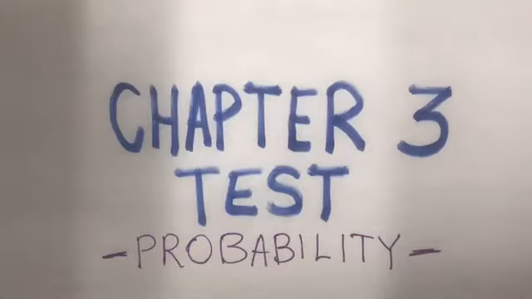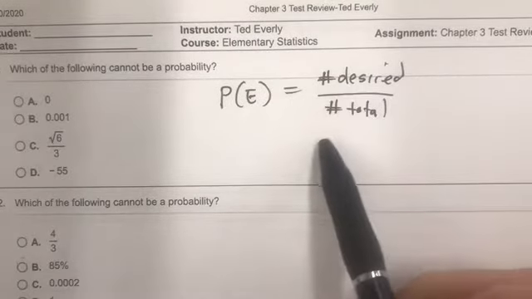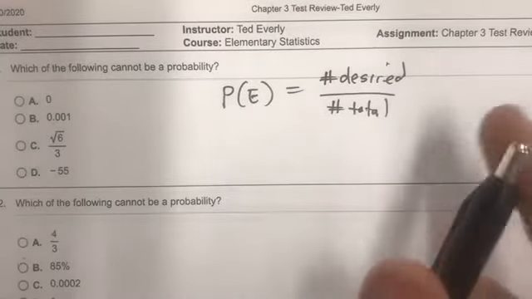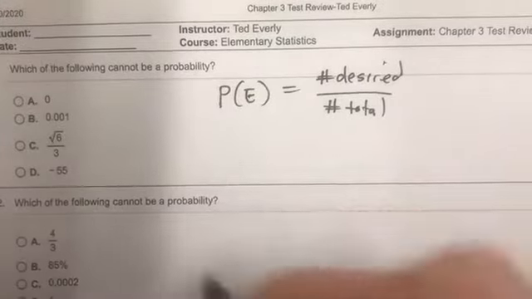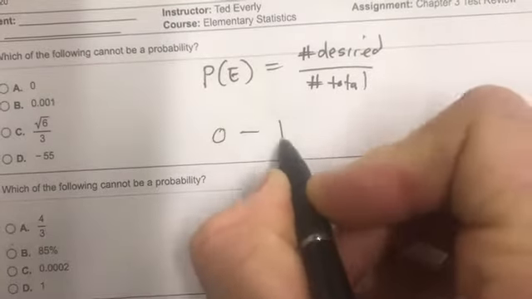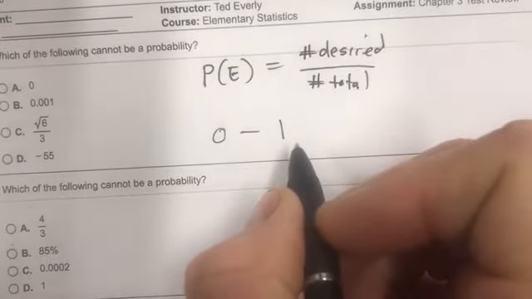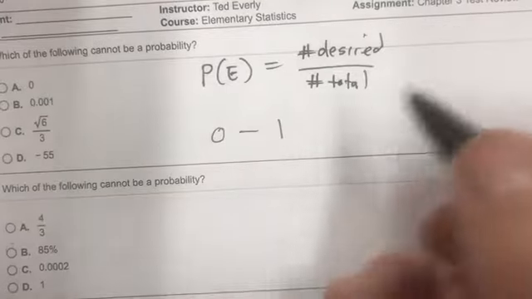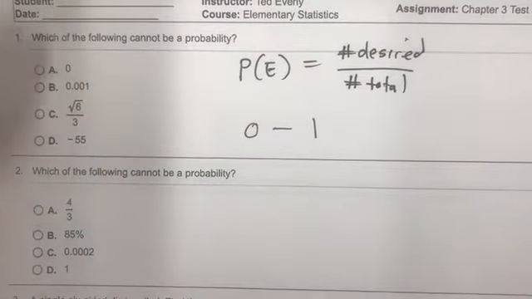All right, we're looking at the Chapter 3 test over probability today. When you have probability, it's the number of desired divided by the total number. Okay? Your probability has to be between 0 and 1. It can be 0, it could be 1, it could be anything in between, but it can't be less than 0 and it can't be greater than 1. So in these first couple problems, which of these cannot be a probability?